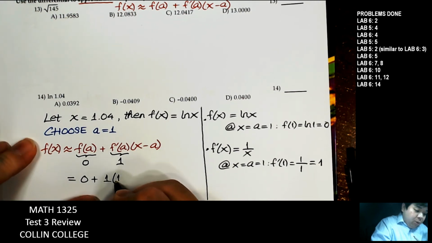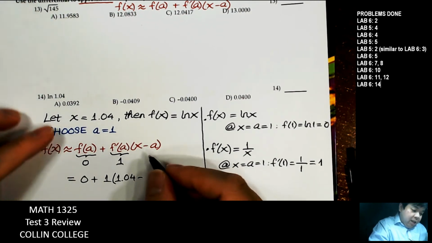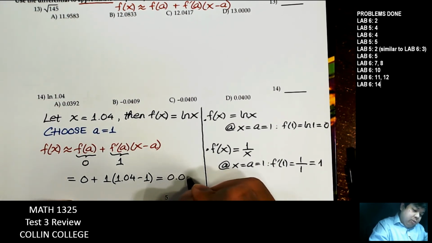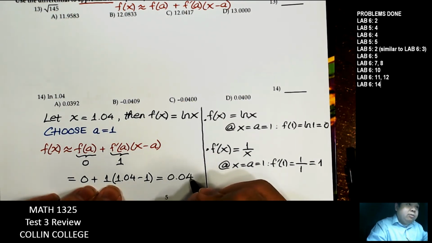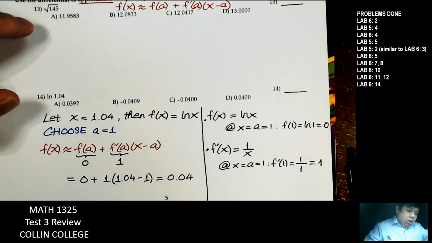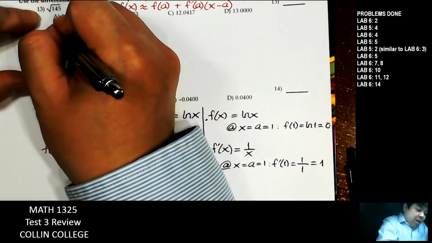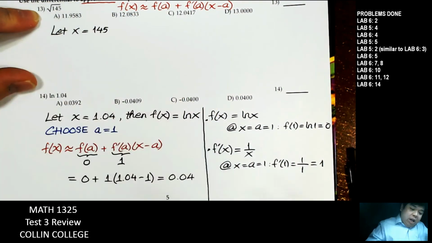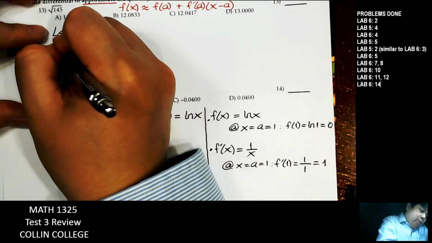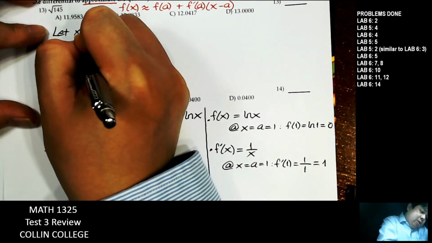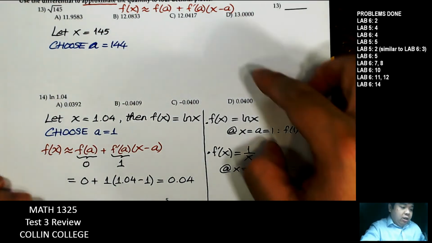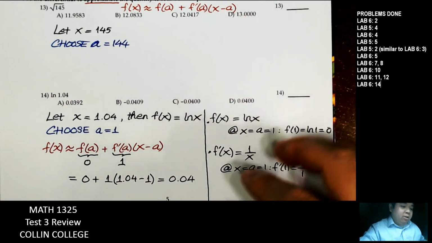Now we're going to take the derivative. So two things need to be found. Derivative is 1 over x. When x equal to a equal to 1, the derivative at 1 equals 1 over 1, which is 1. And put this together, the approximation would be equal to 0 plus 1 times x, 1.04, minus a, 1. So we just have 0.04.